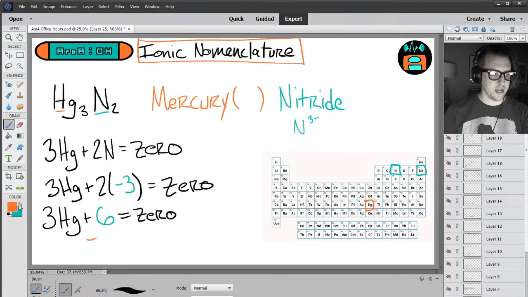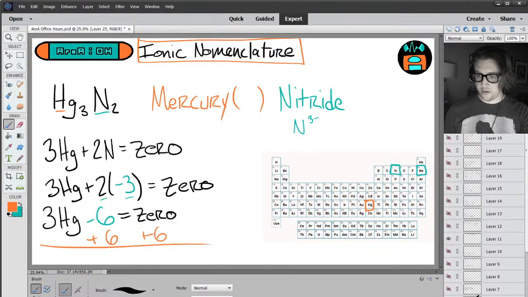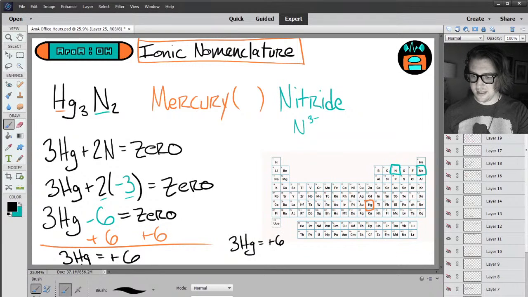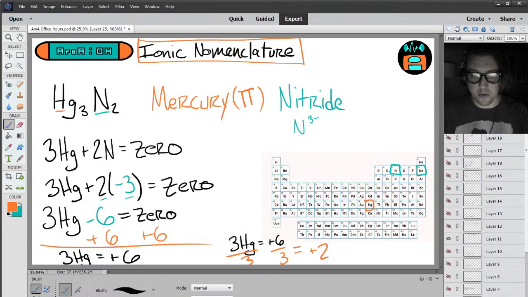Oh, sorry, with this equation, I made a mistake here. It's not a positive 6. It is a -6 because it's 2 times -3. So we need to add 6 to both sides of this equation in order to solve for the charge on mercury. So we have 3 times the charge on mercury is equal to +6. To solve for the charge on mercury, we divide both sides by 3. And our charge on mercury comes out to be +2. And we put that inside the Roman numeral next to mercury.